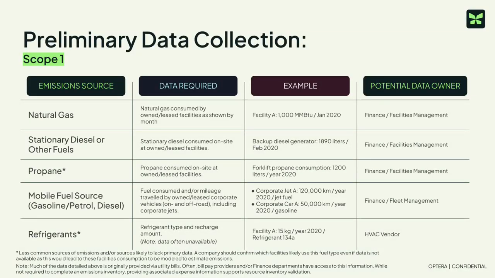HVAC and other systems may use refrigerants, which may be recharged on some basis. Key data for this includes the amount of refrigerant used for a given period and the specific type of refrigerant. An organization's HVAC vendor may be able to provide this information. And while it's not shown here, a Scope 1 inventory would also incorporate data from fire suppression systems and the purchase and release of industrial gases, if that's notable to your company.